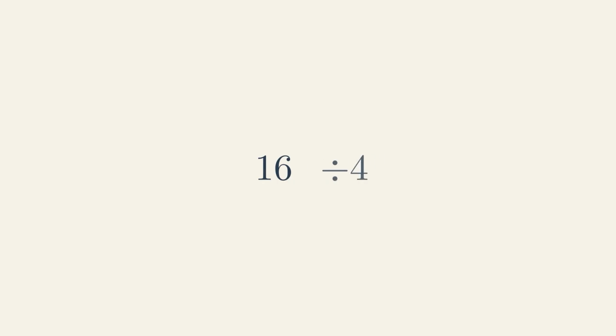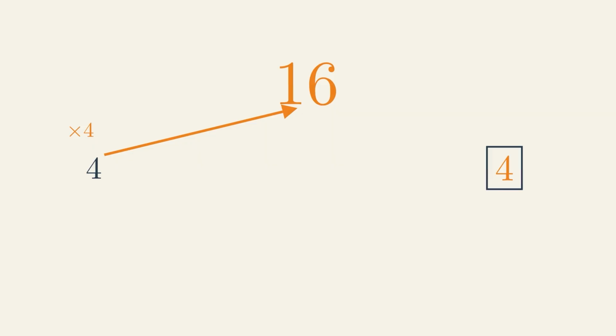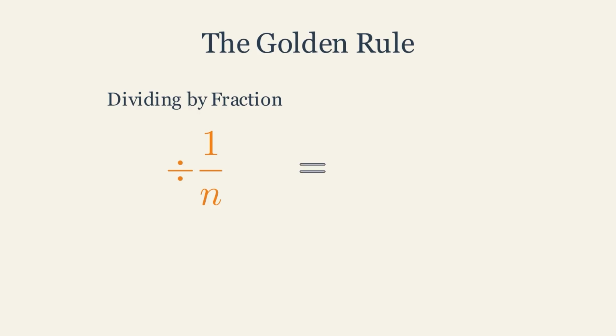Now we bring down the rest of the problem. We are left with 16 divided by 4, and 16 divided by 4 is 4. The correct answer is 4. The 4's did not cancel out, they multiplied to create a bigger number before being divided back down. Remember the takeaway? Dividing by a small fraction is the same as multiplying by a big number.